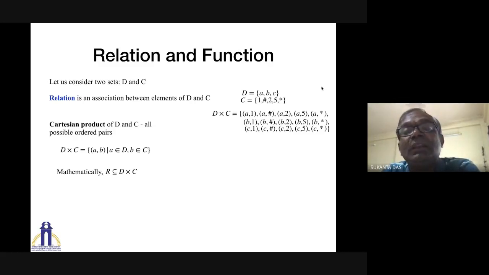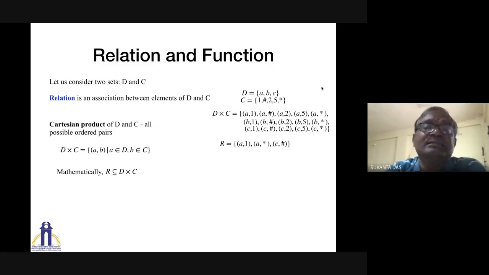In this way, I can get D cross C. Observe that here, I've noted down all possible ordered pairs which I can get out of this D and C. Let us consider R is this. So I've taken a subset of this one. Any subset I can take. So it's one subset I have taken. So R is, say, A comma 1, then A comma star, and C comma hash. So this is a subset of D cross C. So this R can be a relation. So we call this R a relation.